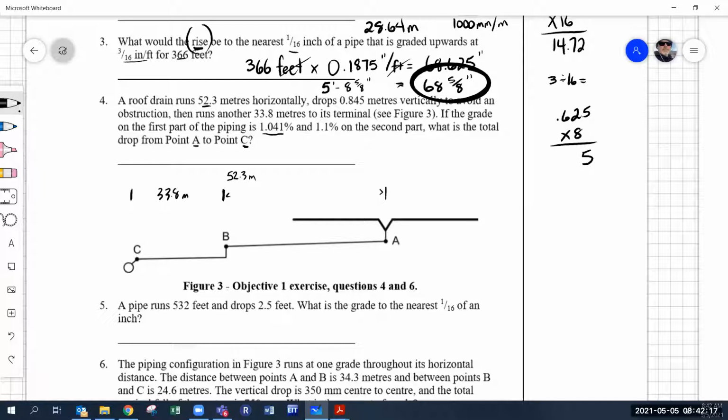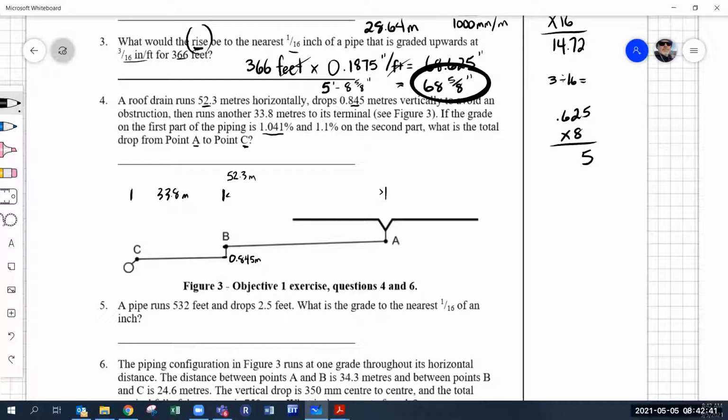So we also have this little drop in here. It says it drops 0.845 meters right here. So we have to add that at some point to get that drop in there.